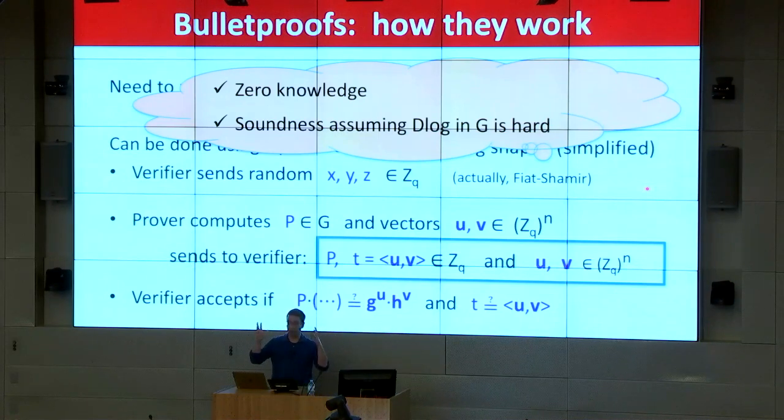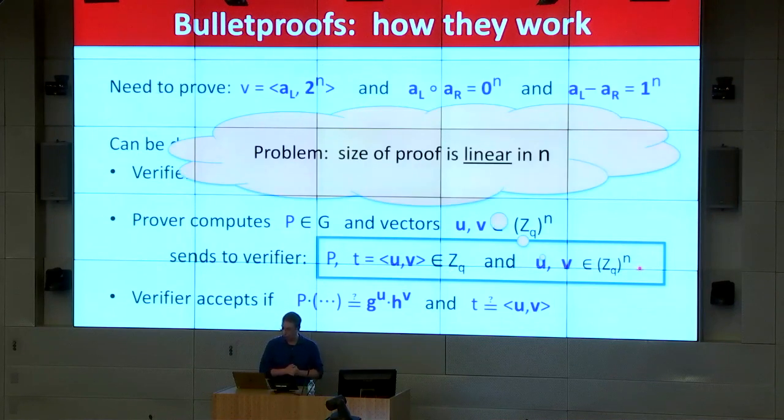However, you guys should complain. If you're paying attention, you should complain bitterly. Why should you complain bitterly? The proofs are too long. If you think about these two vectors, these are vectors of length n. So the proof here is linear in n, but I promised you a proof that's logarithmic in n. So I'm only off by an exponential factor. Not good. So the question is, what to do?